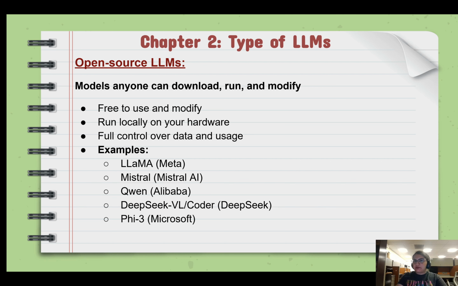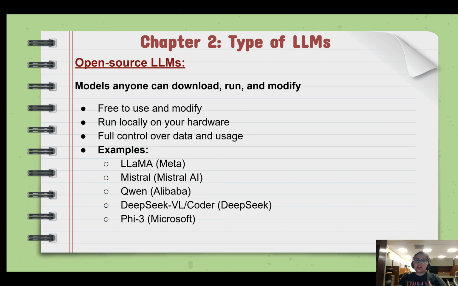Here I brought some examples of open source LLMs: Llama, which was developed by Meta, Mistral, Qwen, DeepSeek, and Phi-3. I'm not surprised if you haven't heard the names of some of these open source LLMs, but in the next episodes, we will go through all of them. I'll show how well they work in practice and for different examples.